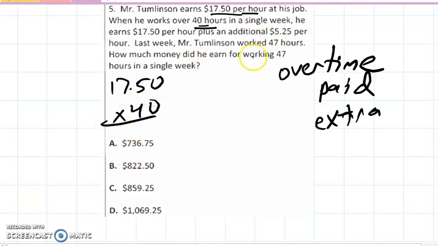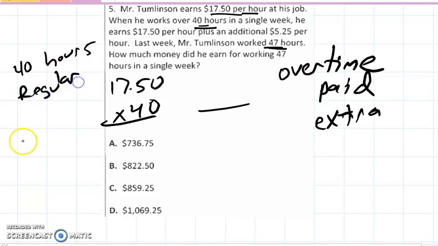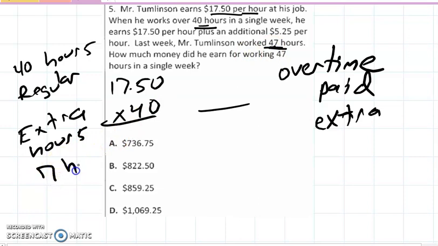But look what it says here. Mr. Tomlinson worked 47 hours. So he worked extra hours. Well, how many extra hours did he work? Remember, 40 is considered regular hours. Extra hours are anything past 40. So how many hours did he go over 40? Well, as you can see, he did 47. So that means he had 7 hours extra. How much does he get paid for those 7 extra hours?